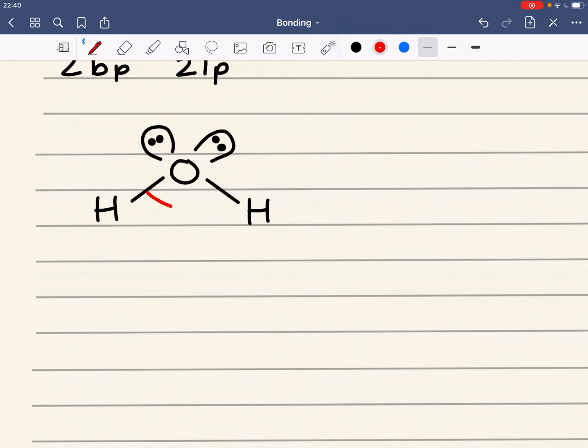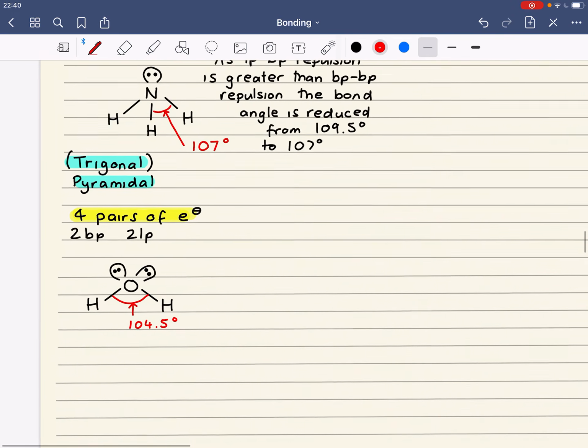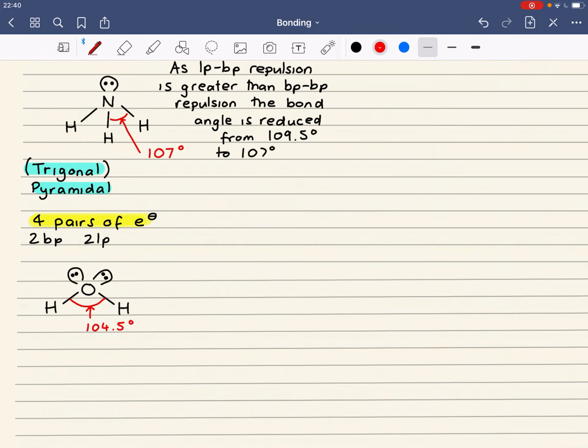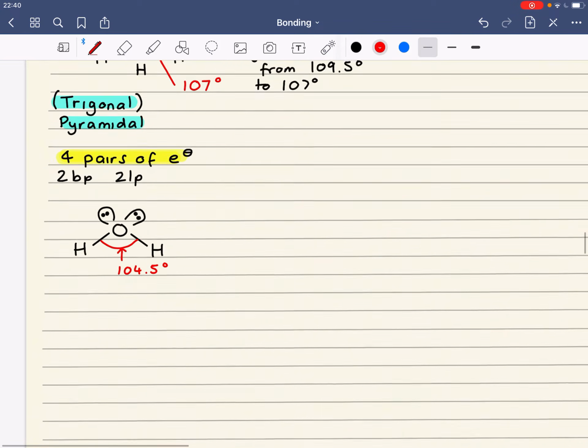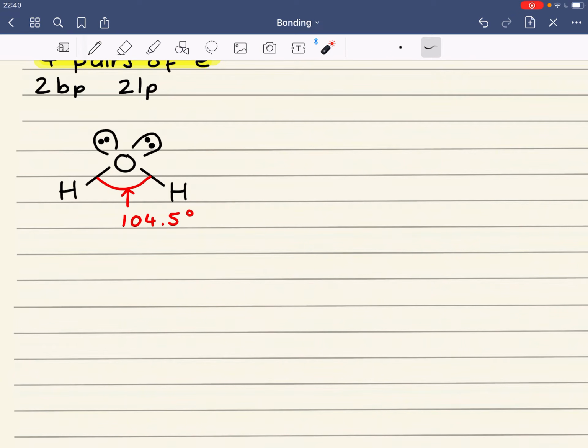The bond angle now goes down by another 2.5 degrees and goes down to 104.5 degrees. So you can see the rule of thumb here is we've usually reduced the bond angle by around 2.5 degrees with the inclusion of a lone pair. Not always the case, but it's a decent rule of thumb. So the inclusion of this other lone pair has forced the bonding pairs even closer together.